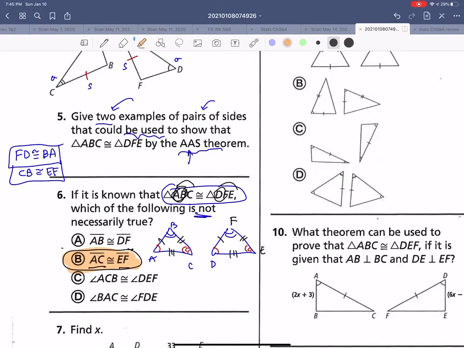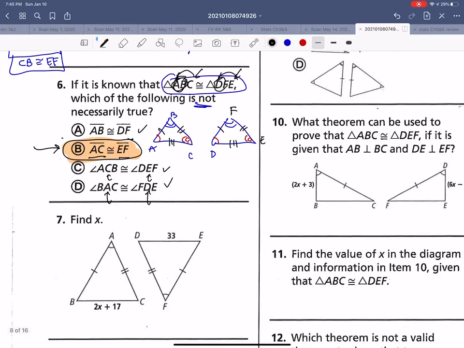I don't like it. Now let's check this. Angle C matches angle E. C and E are the last angle. Yep. Angle A matches angle D. A and D are the first angle. So we like all of these. This one will not necessarily match.